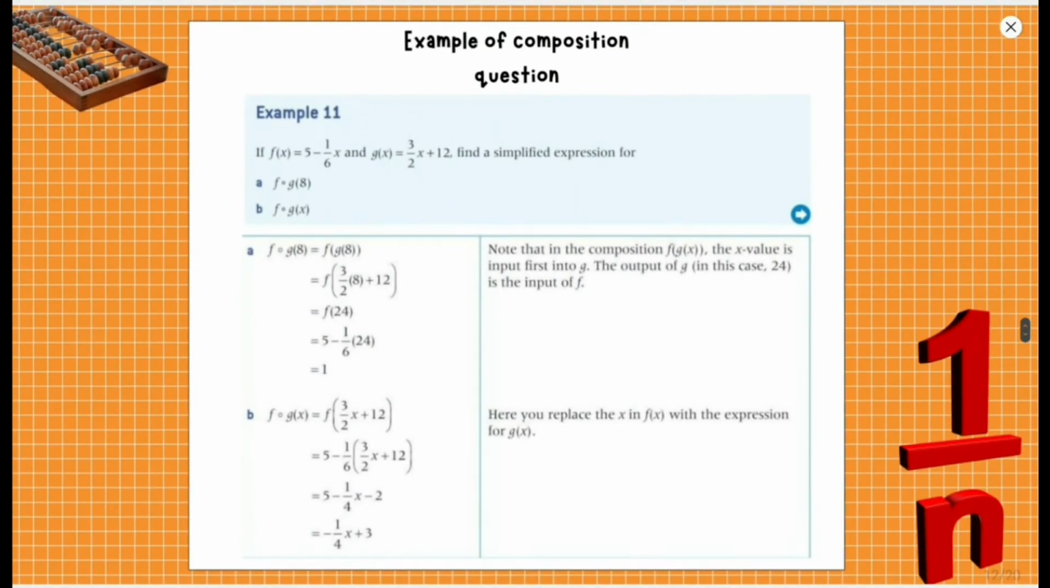So this is an example of a composition question. You can look at the example and make sure that your composition equation is correct. Then you can use the GDC to find the value. So I pass to Engku to continue this presentation.